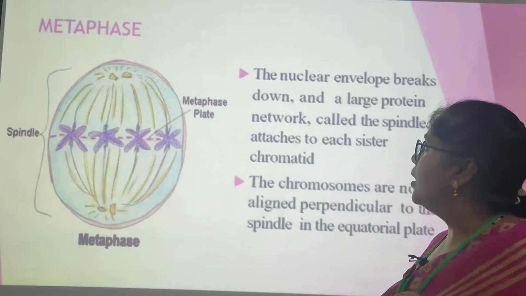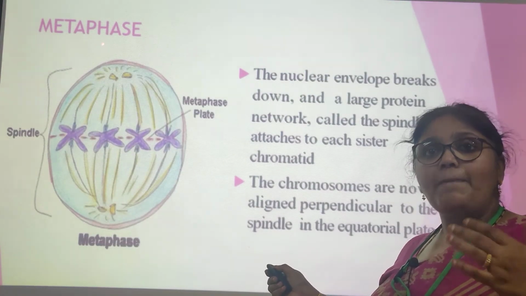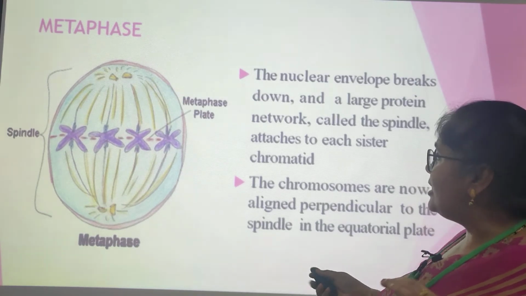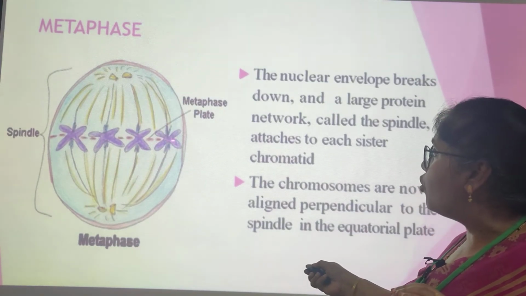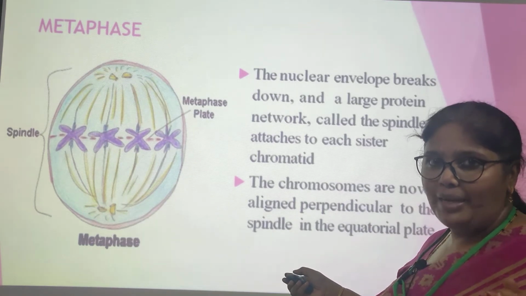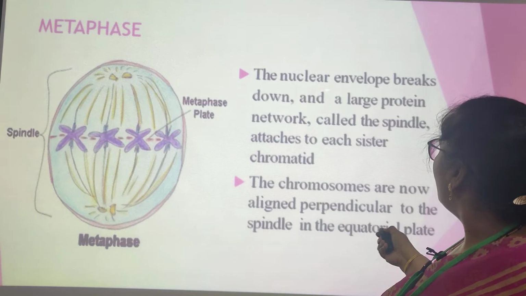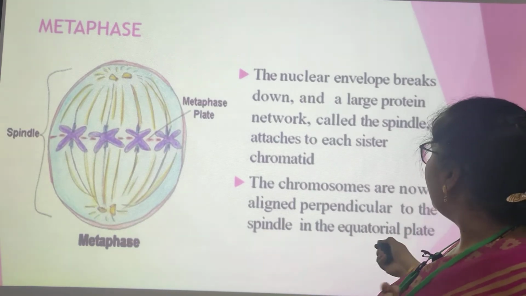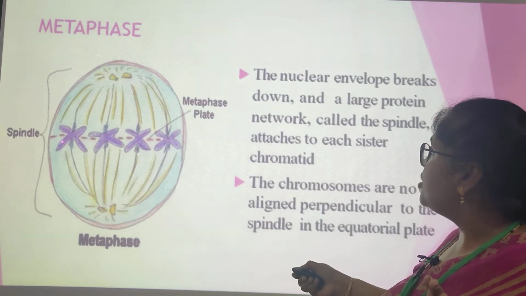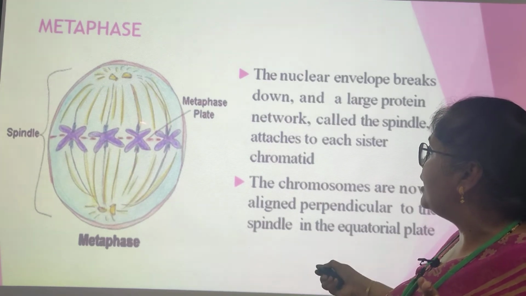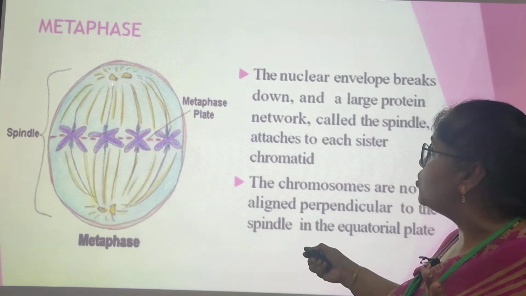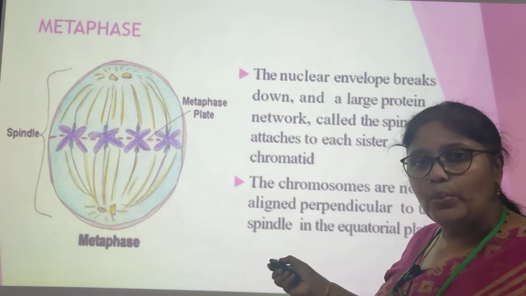Next. The second stage is called the metaphase. As the word says, meta, half. So we can see the arrangement of the chromosomes in the central plate, the equatorial plate. Here the nuclear envelope breaks completely and a large protein network called the spindle attaches to the chromatids. You can see here these yellow color lines. These are called the spindle fibers. This is a protein network basically.